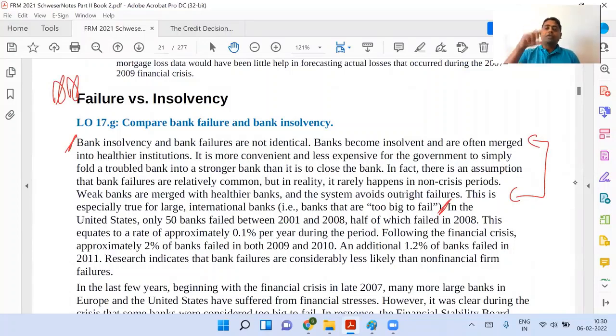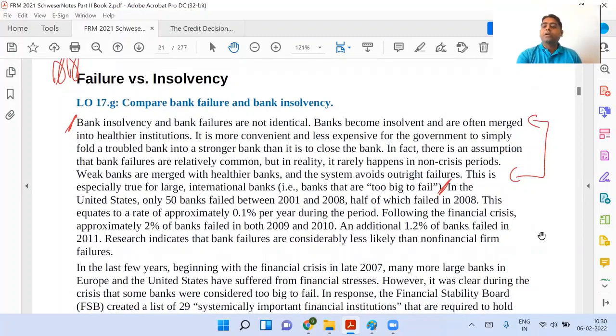All good in the first four lines. Now read this section. This is not important, but this is only for reading. What they're trying to tell you is that only 50 banks failed between 2008 and 2018, half of which failed in 2008. So during a particular period of time, there was a huge concentration of banks failing.